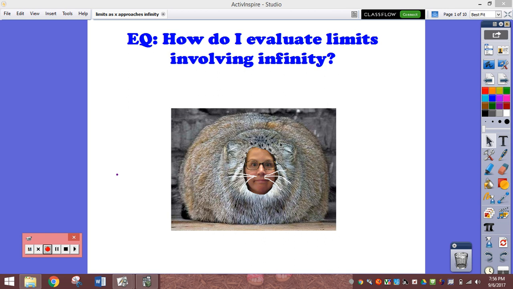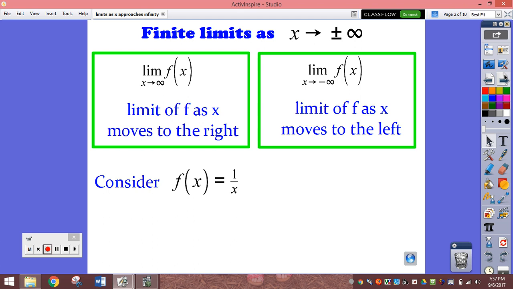Hello, this is Mrs. Taylor, and I'm going to talk to you about evaluating limits involving infinity. More specifically, limits as x approaches positive or negative infinity. And even more specifically, we want to focus in on the finite limits as x approaches positive or negative infinity. And what that means is as your graph is moving infinitely to the right or infinitely to the left, it's actually approaching a specific y value instead of positive or negative infinity as well.